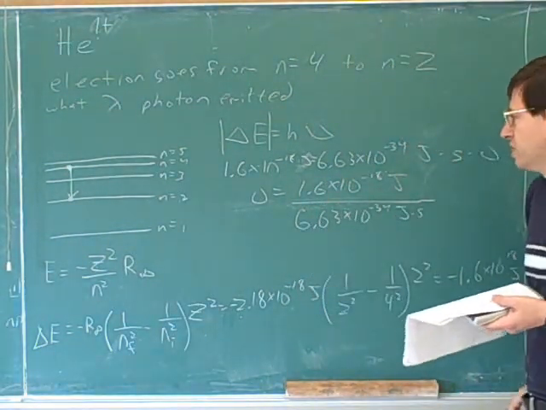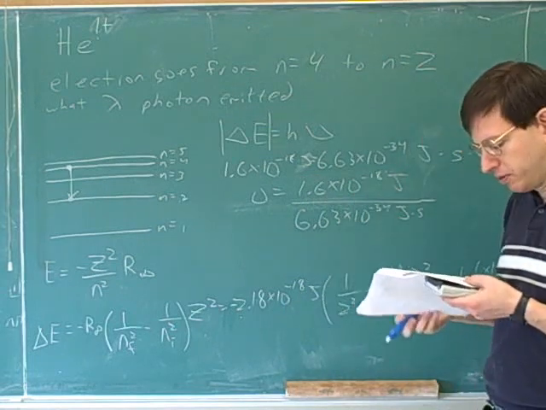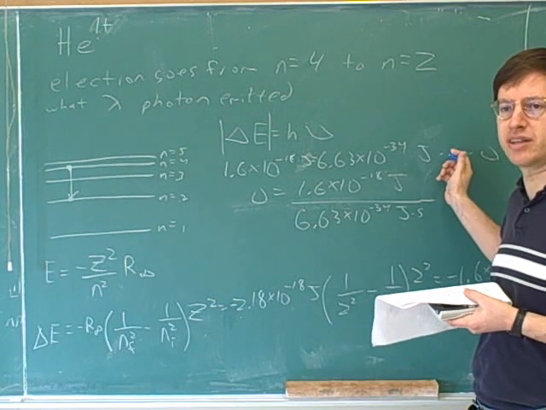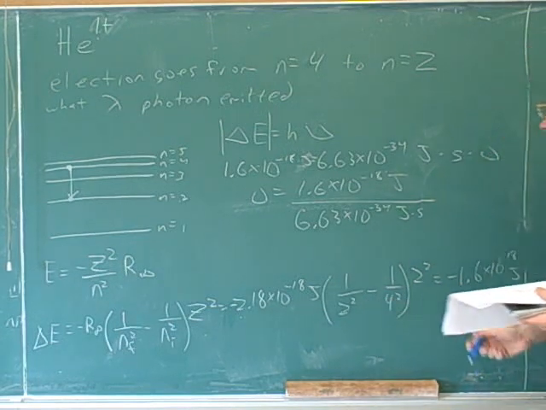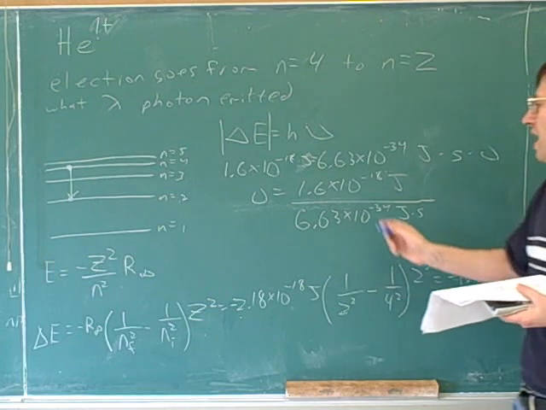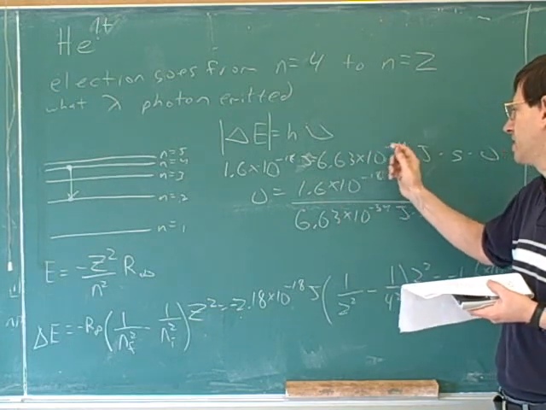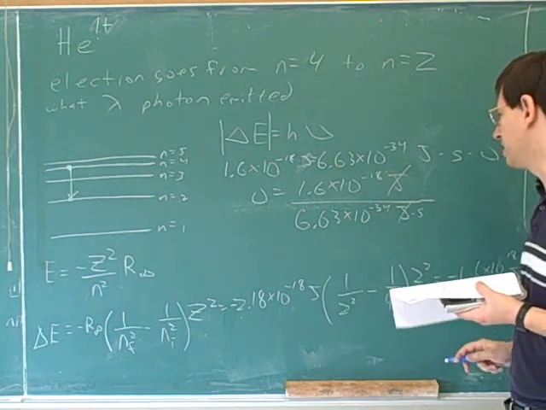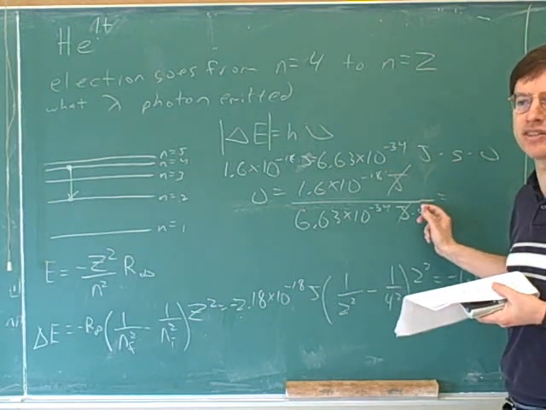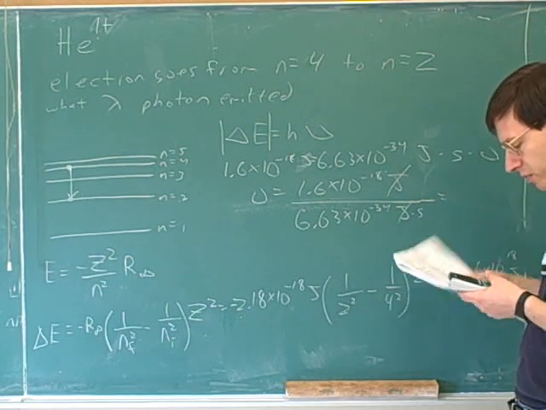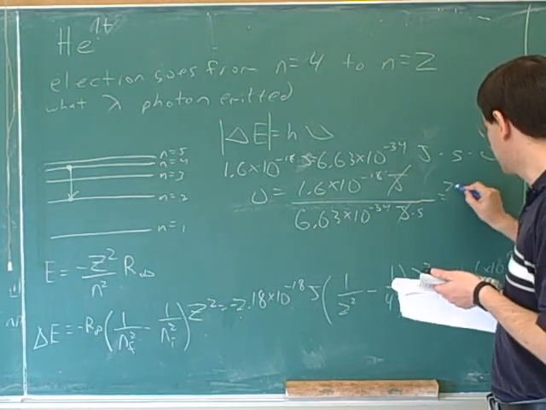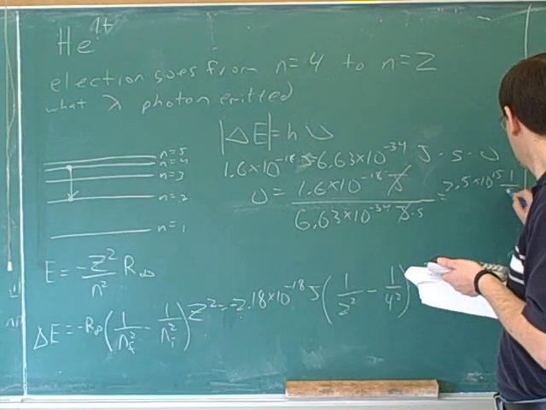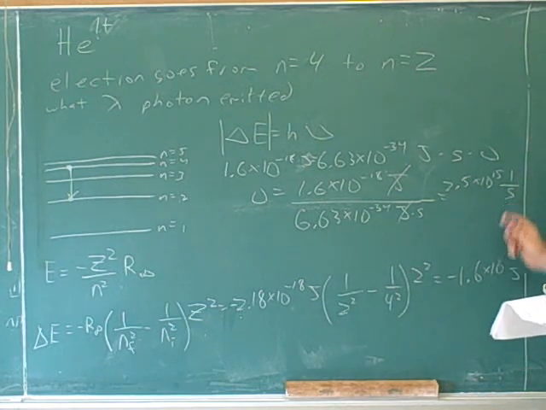So here's what the algebra works out to be. The energy is in joules, but if you look at Planck's constant, the units for Planck's constant are joules times seconds. Then to get nu by itself, we need to divide both sides by 6.63 times 10 to the negative 34 joules times seconds. The joules will cancel, and the units that we'll be left with are 1/seconds, which is the same as hertz. So that would end up giving us here our 2.5 times 10 to the 15 per second, or you could interpret this as cycles per second.